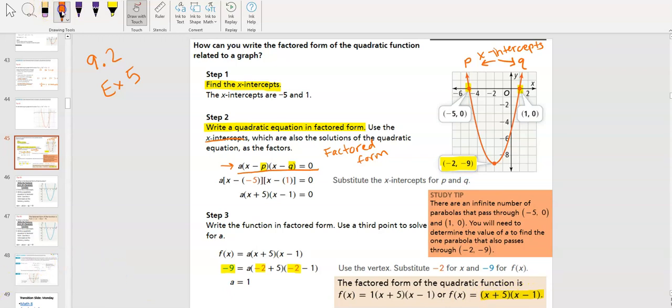And just in case you were concerned about why we're doing this last step, just because I have my x-intercepts doesn't mean I have my full parabola. There are an infinite number of parabolas that pass through negative 5, 0, and 1, 0, right? We have positive ones, negative ones, short ones, long, skinny ones, short, fat ones. In order to figure out which one is correct, you have to determine A. A is what's going to tell me the slope of these lines, right? Am I going to be really skinny and narrow or wide and fat? That's what you need to find.